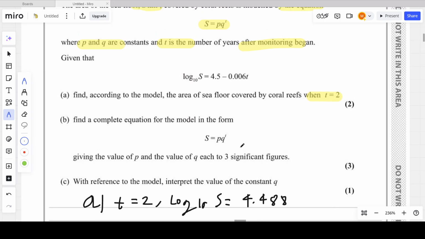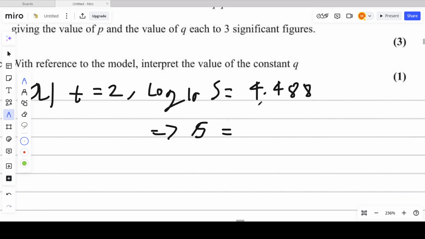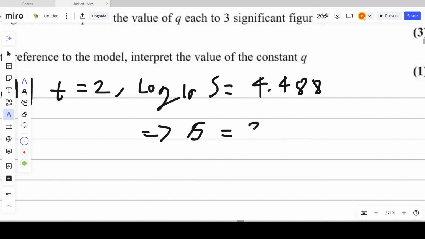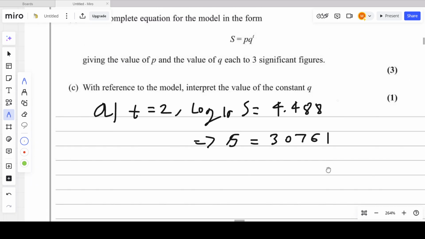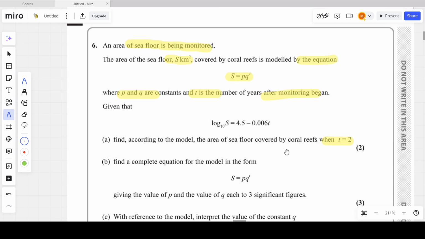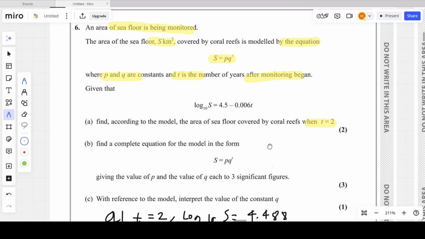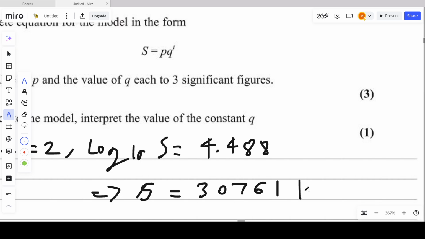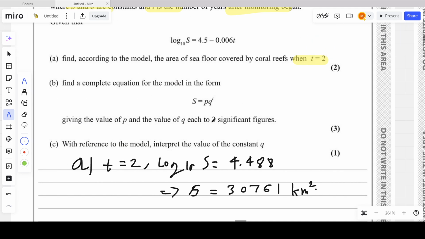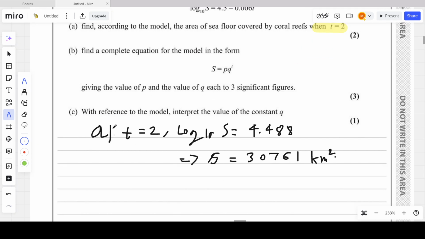You will get a very large number, that is 30,761. The area is in, I think, kilometer squared. So that means that much kilometer squared. That's the answer.